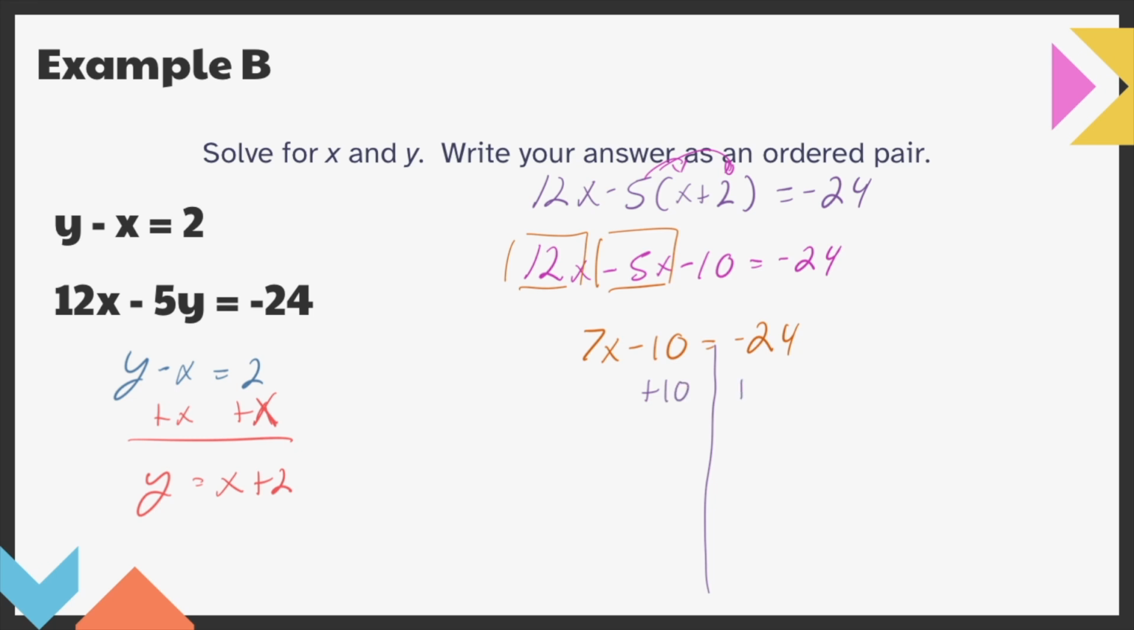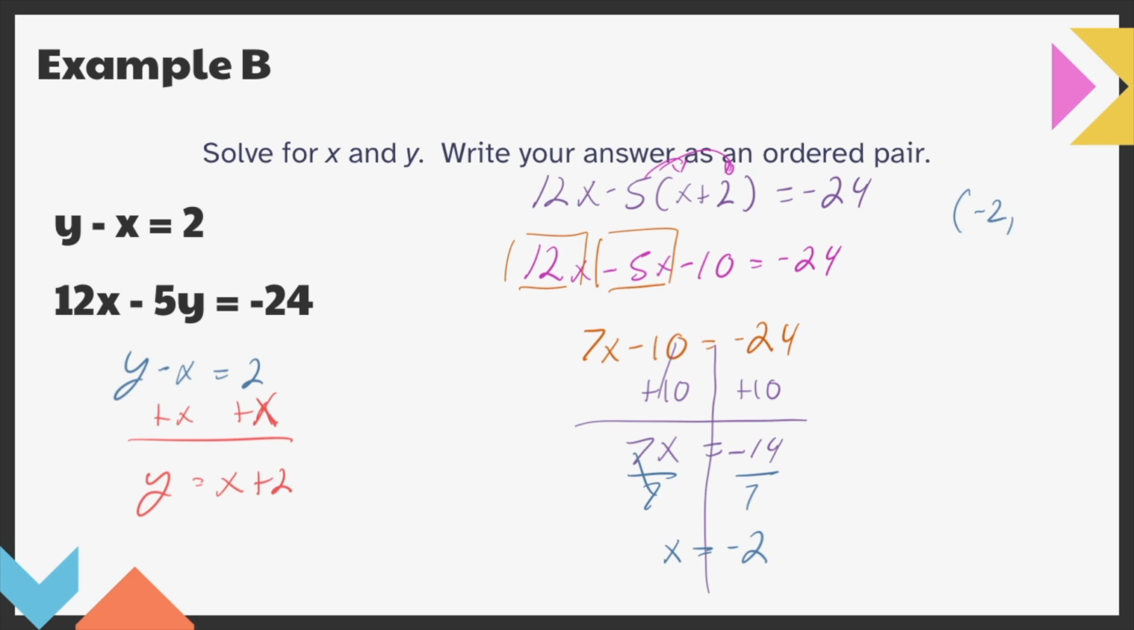We're going to add 10 to both sides. When we do that, we get negative 14 over here. We get 7x over here. And our final step is to divide both sides by 7. So divide by 7, divide by 7. 7 divided by 7 is 1, or 1x. Negative 14 divided by 7 is negative 2. So now we know that x is equal to negative 2, and that's one part of our ordered pair.